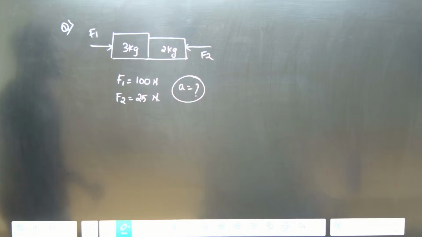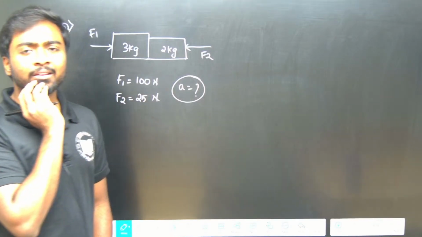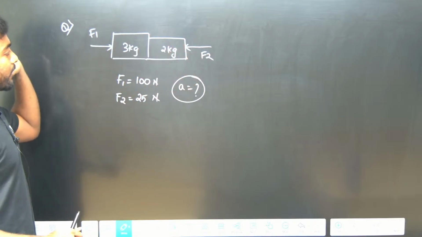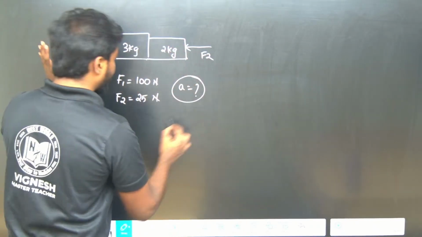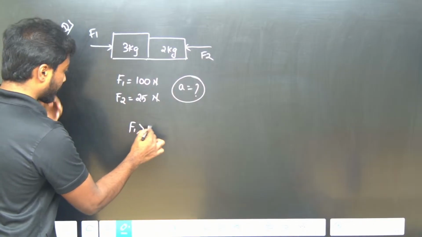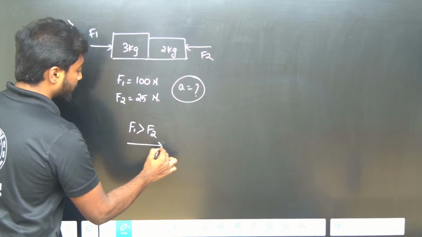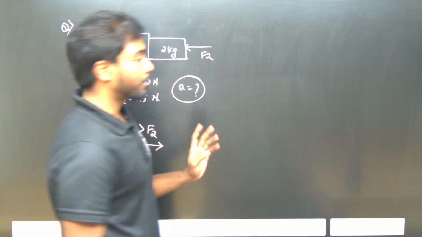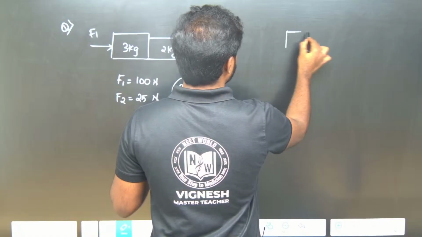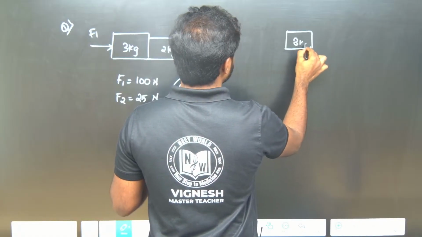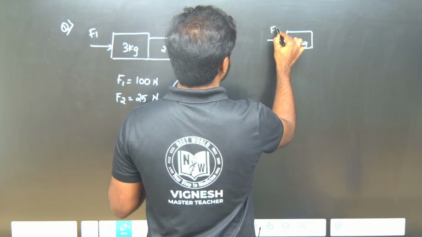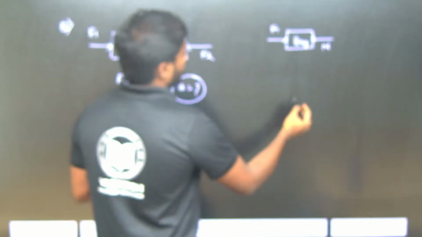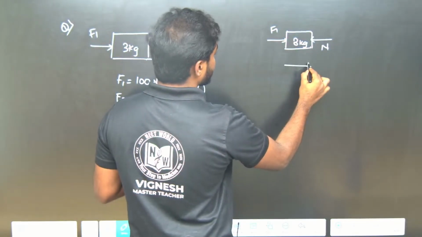This is the equation. So what are the things there? 100 Newton, 25 Newton. Obviously, F1 is greater than F2, so the object will go in this direction, so acceleration will be in the right direction. That one I can say clearly. Now, for the 3 kg block, this is F1 and in the opposite direction the normal force N will be there, and the acceleration is in this direction.